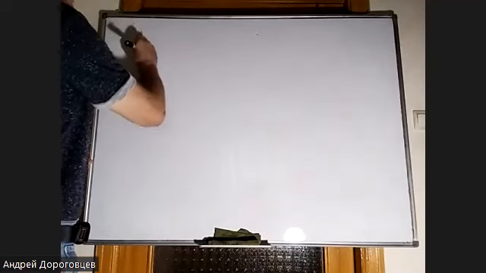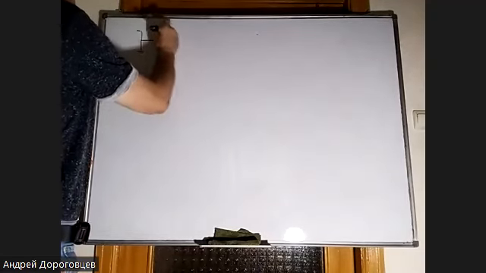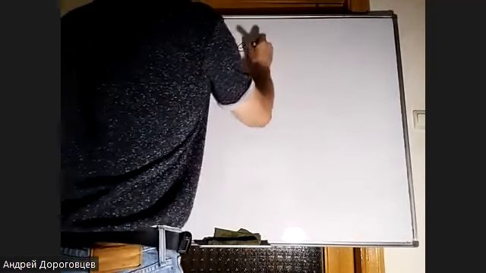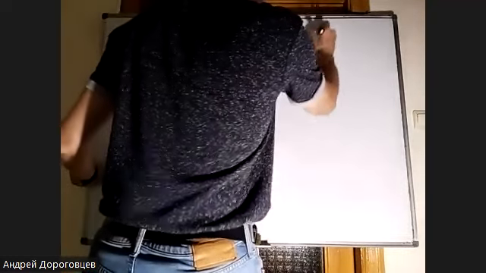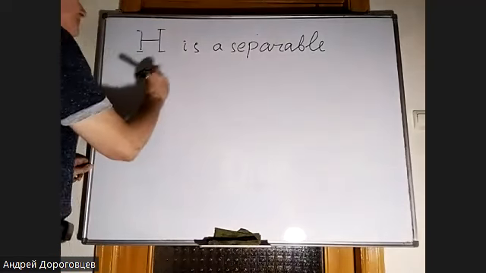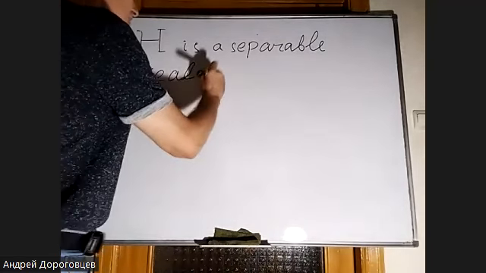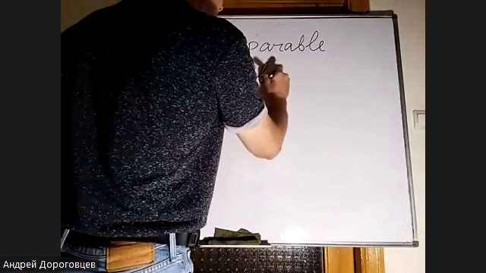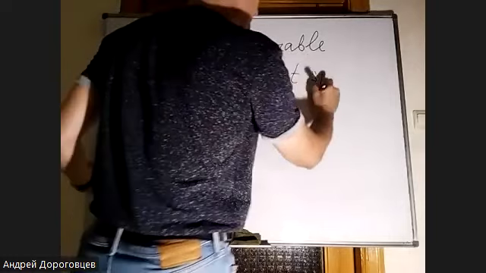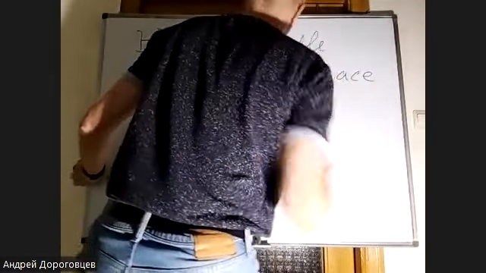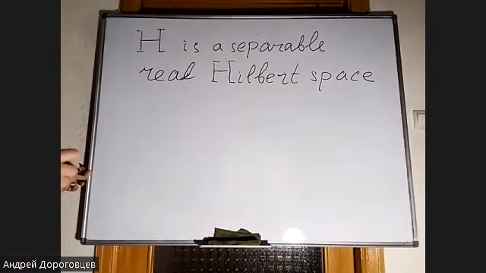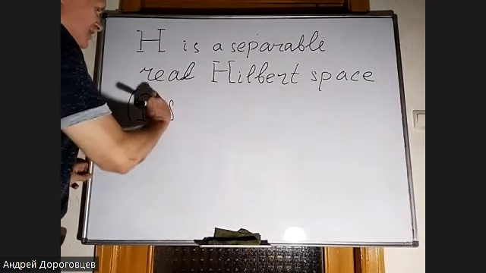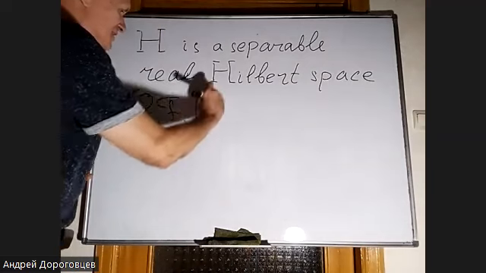So let H be a separable real Hilbert space, we have some (Omega, F, P). As usual, this is probability space.